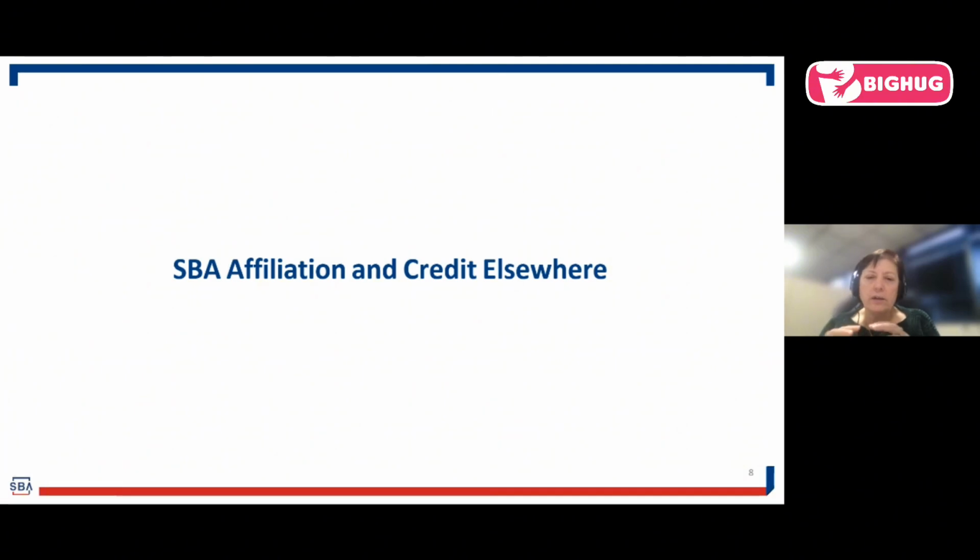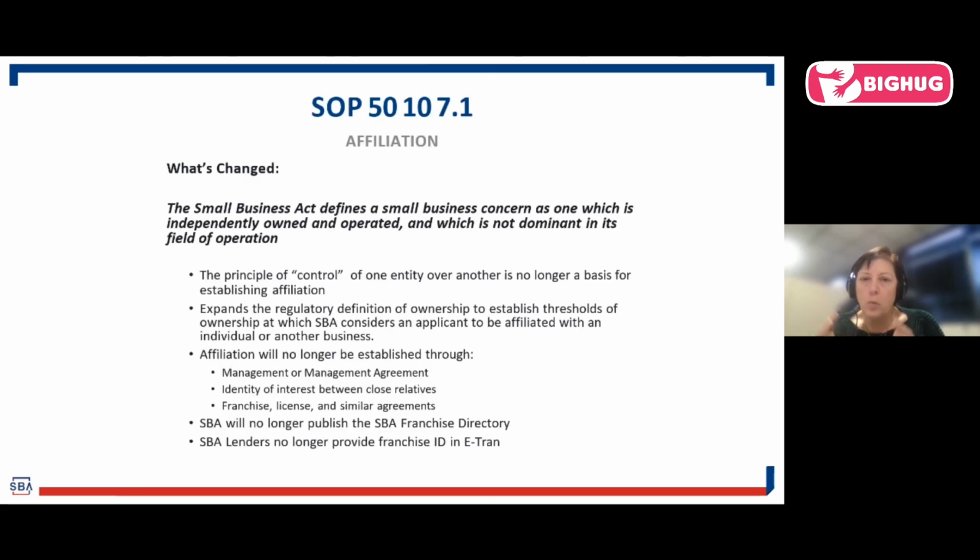All right. Now we're going to talk a little bit here about the way the SBA treats affiliation and credit elsewhere. Why is this important? Well, there was a change not that long ago in terms of how the SBA defines affiliation. And you know, the really nice thing about this is that it basically eliminated a lot of limitations that were assigned to affiliation.